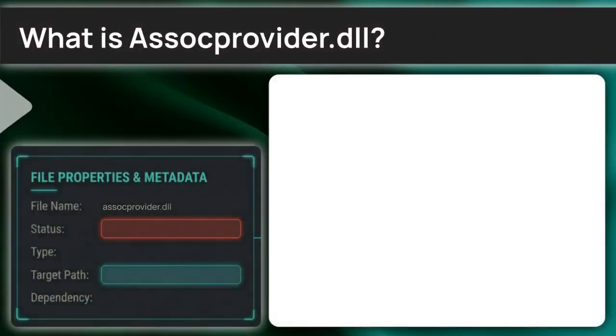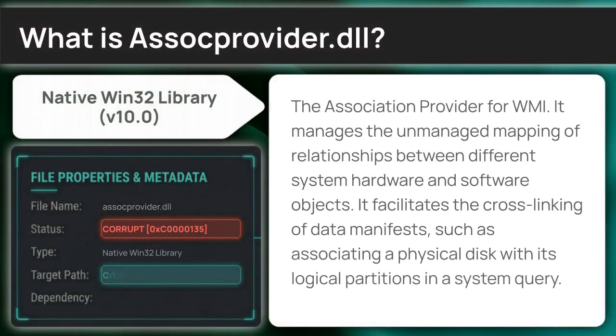This is the Association Provider for WMI. It manages the unmanaged mapping of relationships between different system hardware and software objects. It facilitates the cross-linking of data manifests, such as associating a physical disk with its logical partitions in a system query. Now let's apply the fix by reinstalling the shared system library.